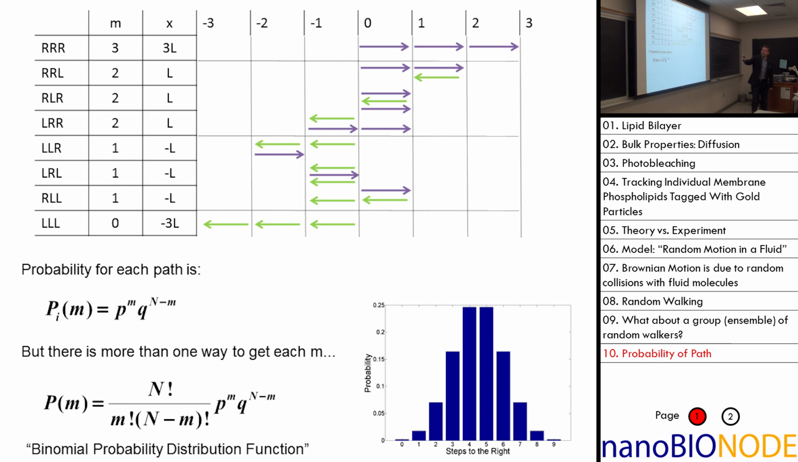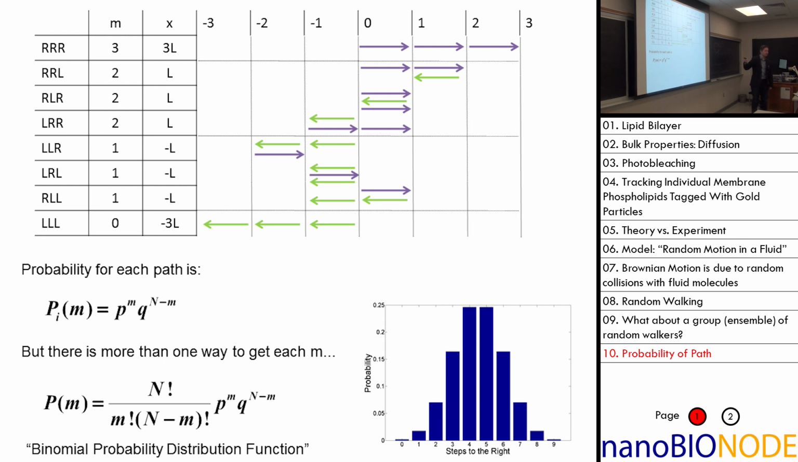Okay, now the next thing I have to do is take into account the fact that in general there are multiple ways to achieve each outcome. So for example, if I wind up taking 2 steps to the right, as I showed you, there are 3 ways to do that. And there are 3 ways to take 2 steps to the left, right here. Whereas there's only 1 way to take 3 steps to the right and 3 steps to the left.